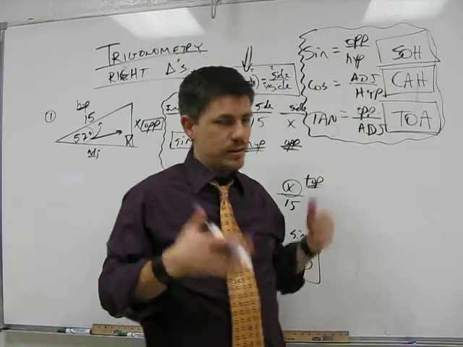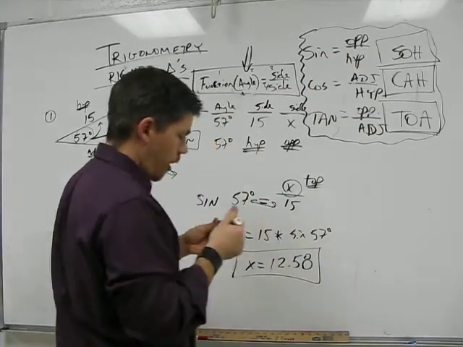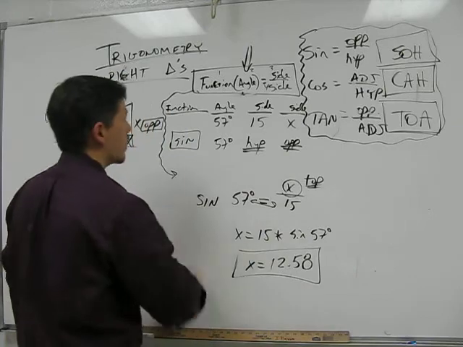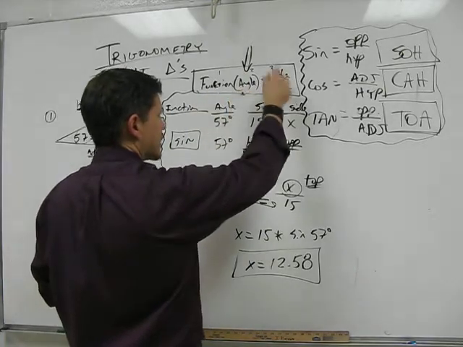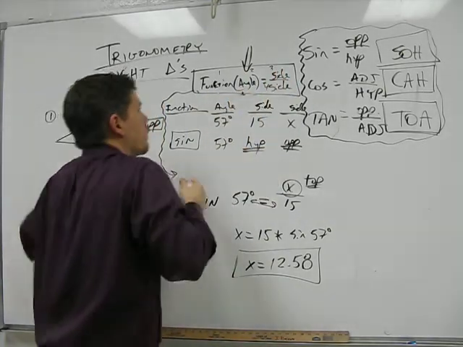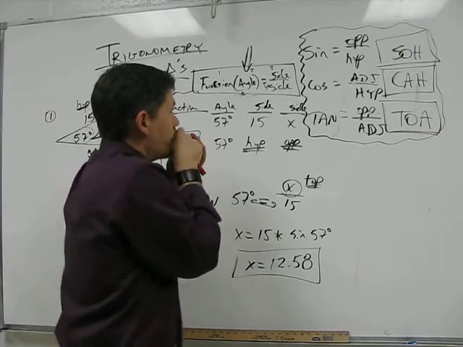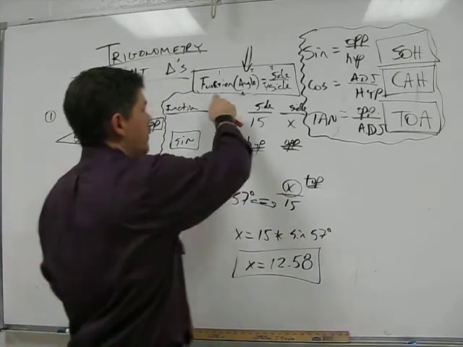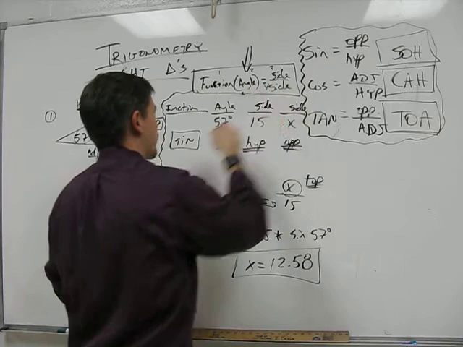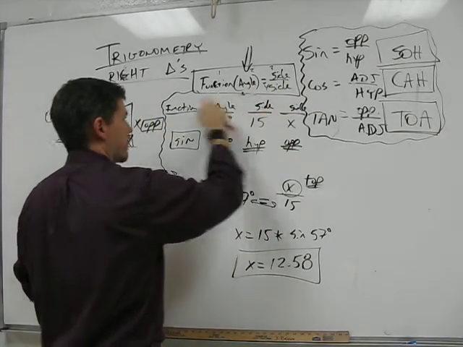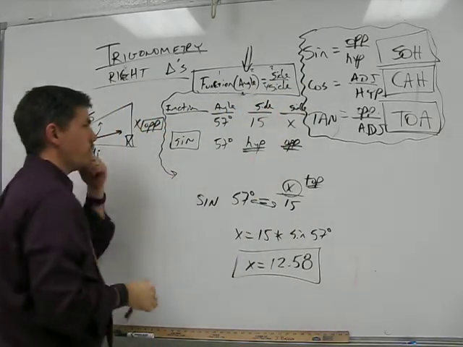SOHCAHTOA. If that makes sense to you, great. Use it. You will always follow this function right here: function of an angle is a side over a side. Say it. Function of an angle is a side over a side. So, function, angle, side, side. You always start where?